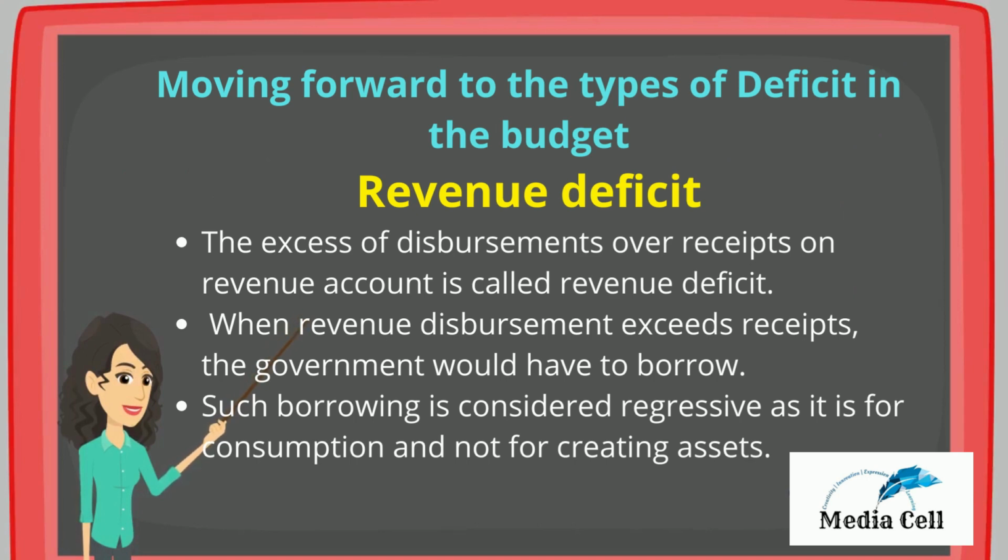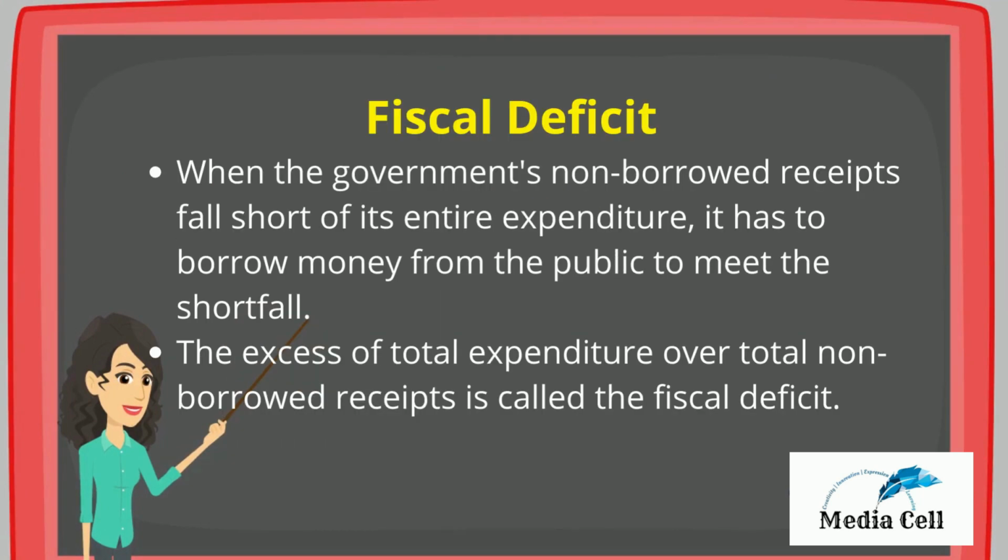Now, moving on to the types of deficit in the budget. Revenue deficit. The excess of disbursements over receipts on revenue account is called revenue deficit. When revenue disbursement exceeds receipts, the government would have to borrow. Such borrowing is considered regressive as it is for consumption and not for creating assets.